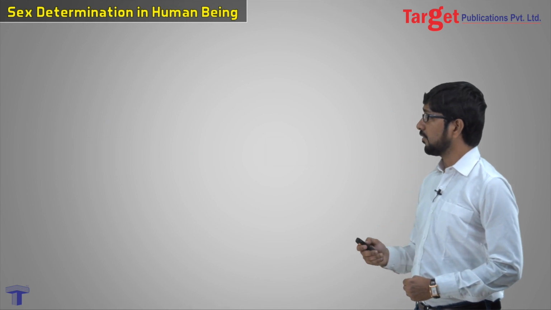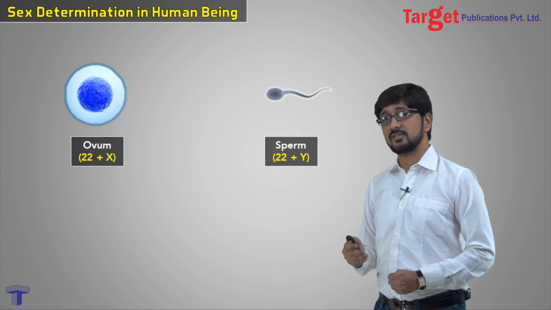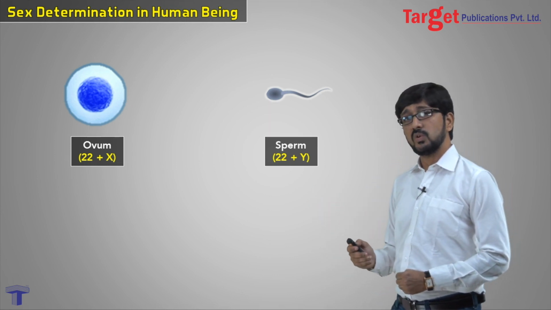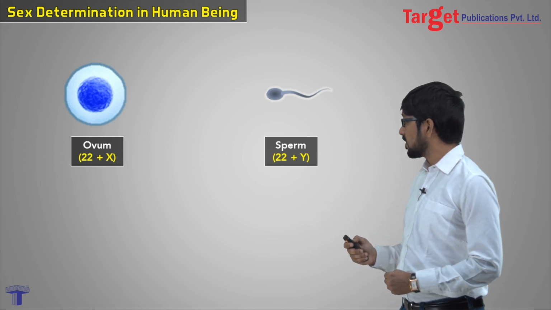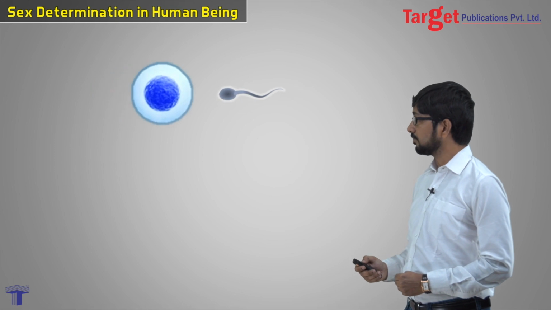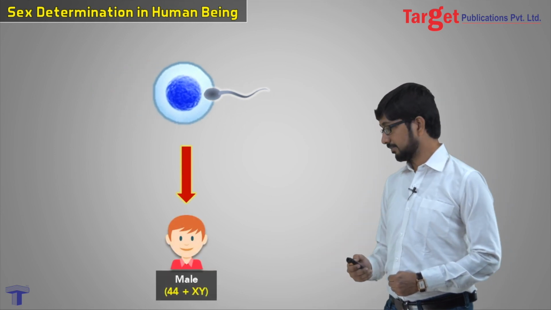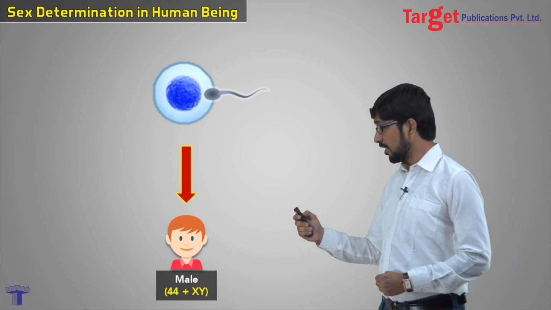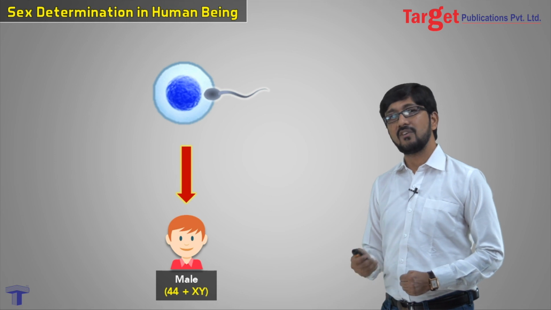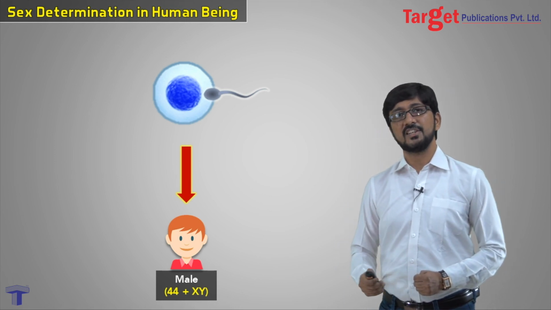Now, if an ovum which carries 22 autosomes and one sex chromosome, that is X, is fertilized by a sperm which is carrying 22 autosomes and one sex chromosome, that is Y, the child born would be a male which is a diploid. That means there are 44 autosomes and two sex chromosomes, that is X and Y. So this was all about the sex determination in human being.